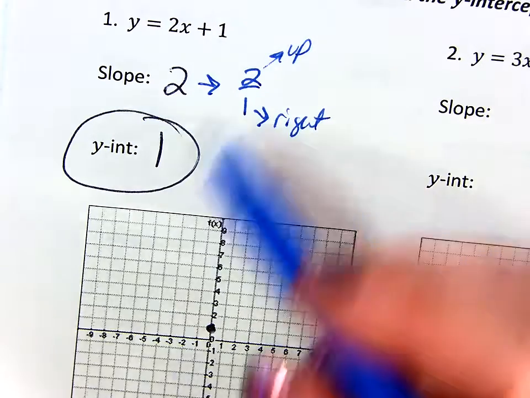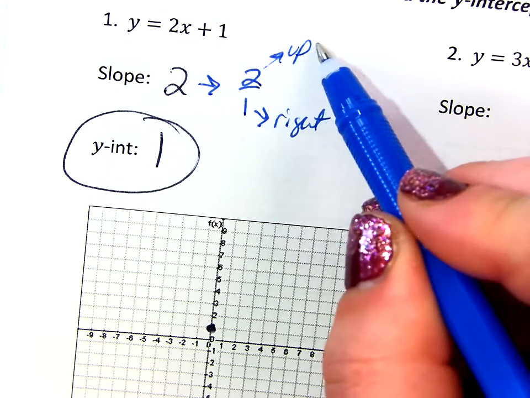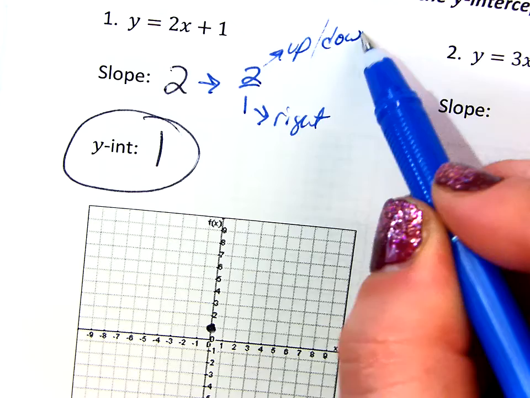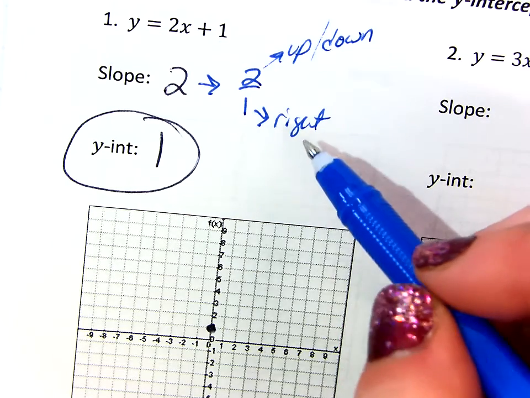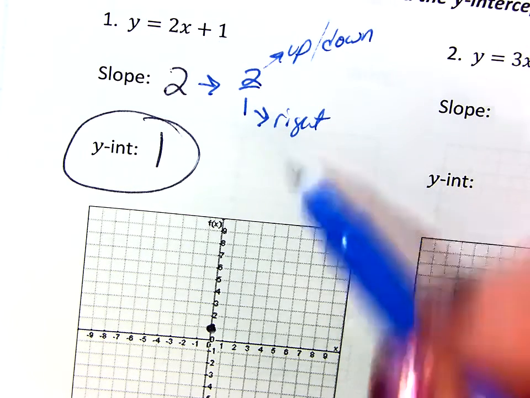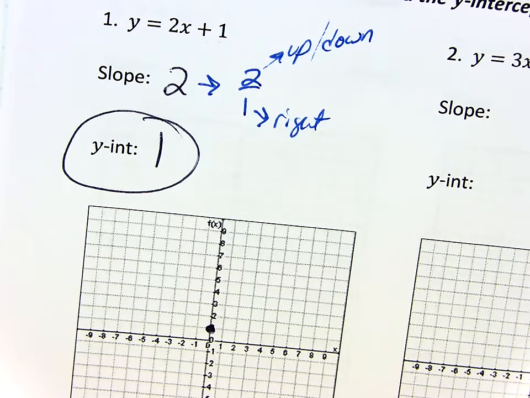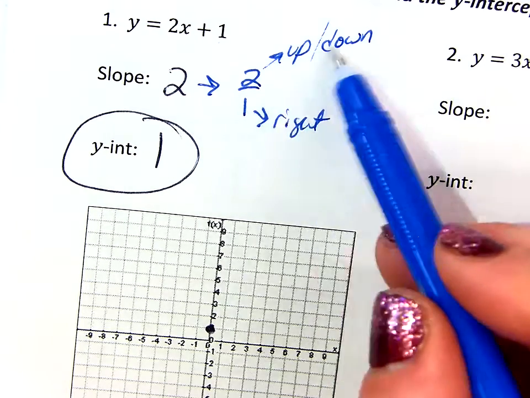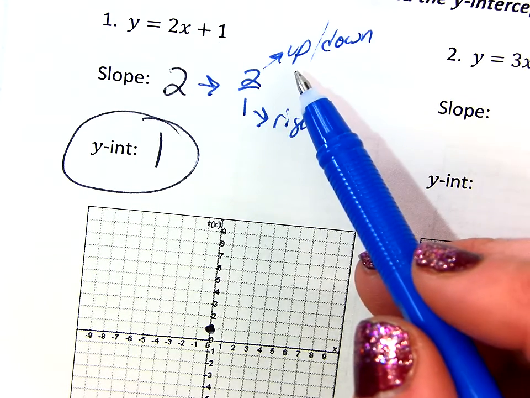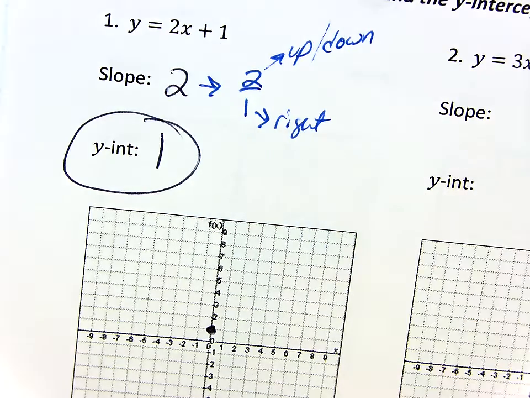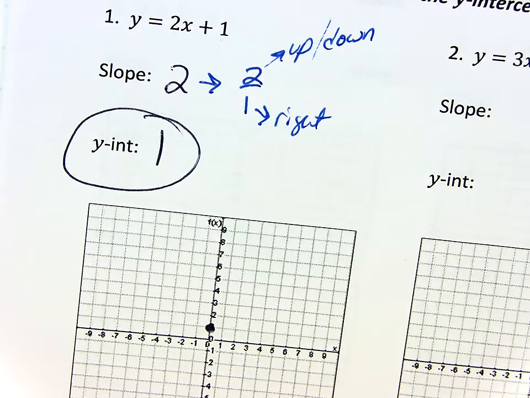Okay, so it can get a little confusing. The top number tells you up or down. If it was negative, I'd be going down. But the bottom number should always be positive, so you should always be going to the right. There are some exceptions, and we'll talk about those when they come up. But the top number should be positive or negative, and that tells me up or down. And then the bottom number should be positive, and I should be going to the right.